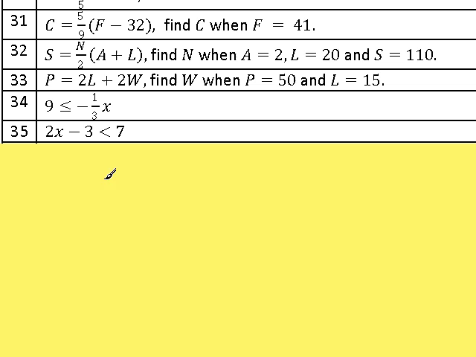Okay, here we have a simple inequality. Just solving for x, we're going to add 3 to both sides. And we have 2x less than 10. And then just divide by 2. And we have x less than 5.